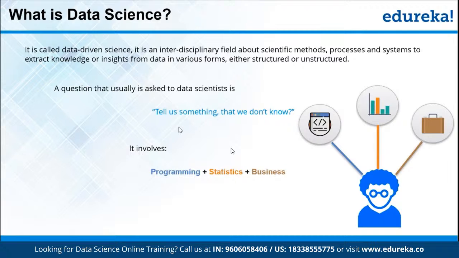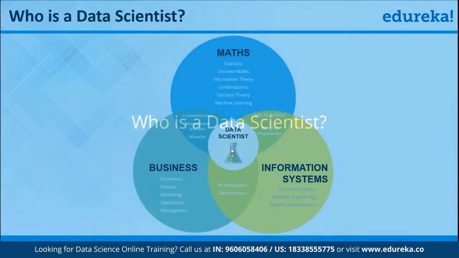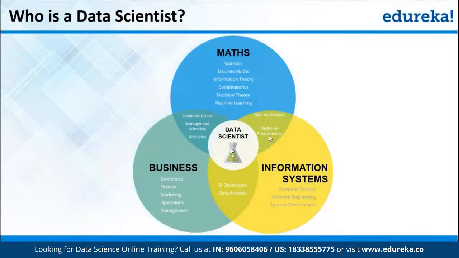So as a data scientist, you'll have to find a relation. In order to find that relation, or that equation, this is what you'll have to do. You need to have expertise in programming, statistics, and domain level knowledge. Okay. So now, who is a data scientist? So guys, in order to become a data scientist, you need to have expertise in all of these.